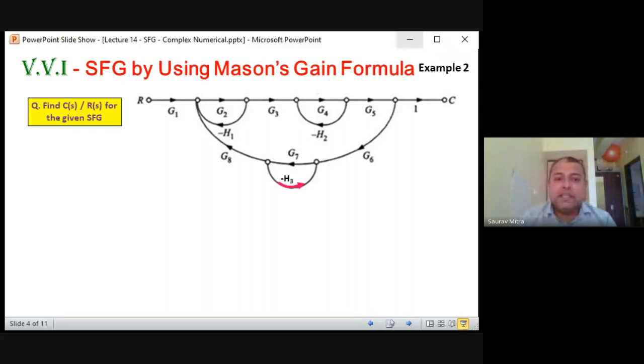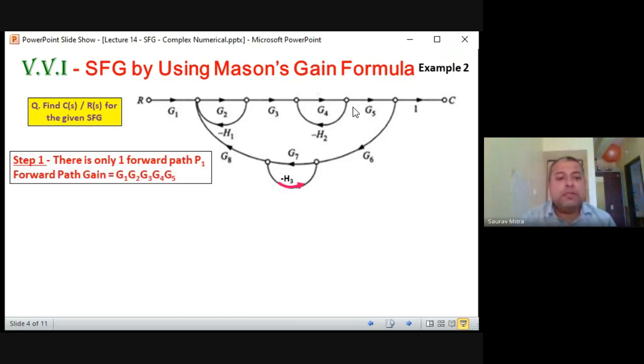Now in this case we are finding that there is only one forward path. So the question is the same: we are supposed to find C(s) by R(s). There is only one forward path, that is G1, G2, G3, G4, G5. That means there can be a maximum of delta 1, so only one delta k can be there in the numerator. So you have to follow Mason's gain formula thoroughly.